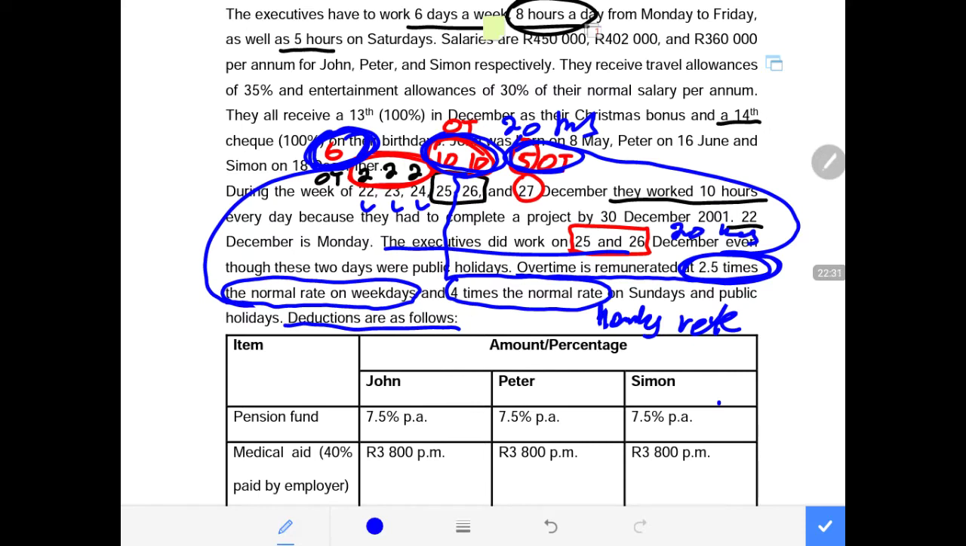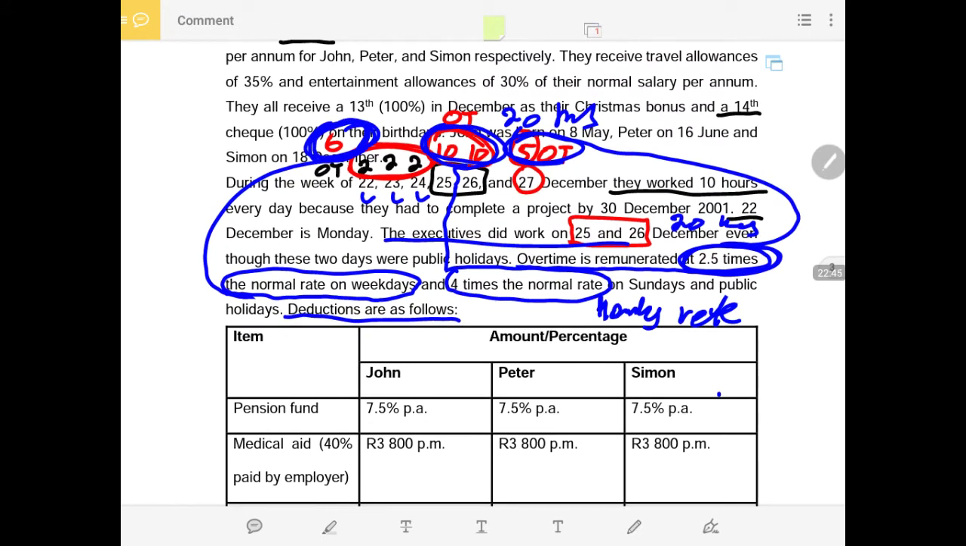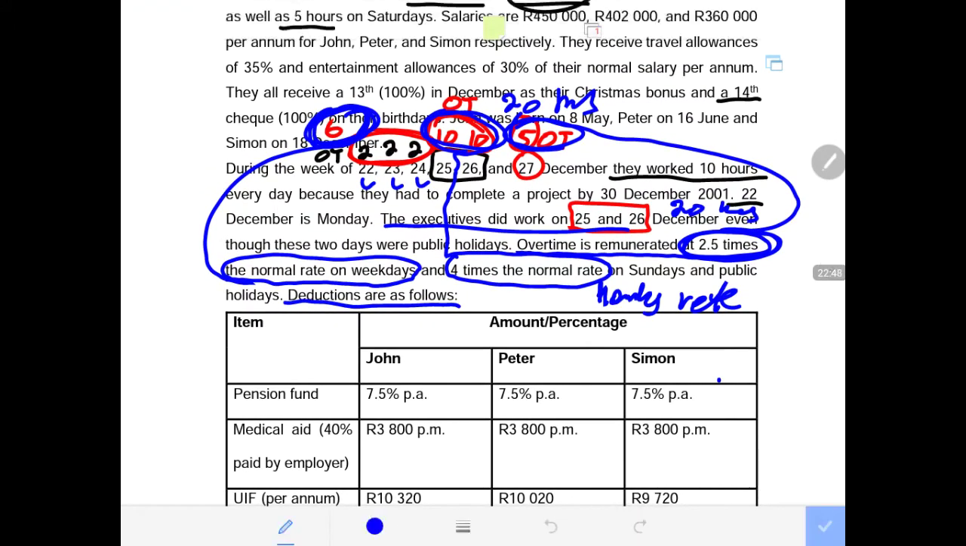It's different from other companies. I know it's normally like this in almost all companies: overtime Monday to Saturday is paid the same rate, and on Sunday or public holiday it would normally double, but in this case it is 4 times. So that means our total overtime hours will be 6 plus 5, a total of 11 hours, because Monday to Saturday overtime is treated the same, but Saturday overtime hours are treated separately from Monday to Friday overtime hours.